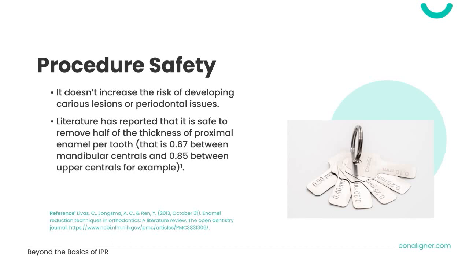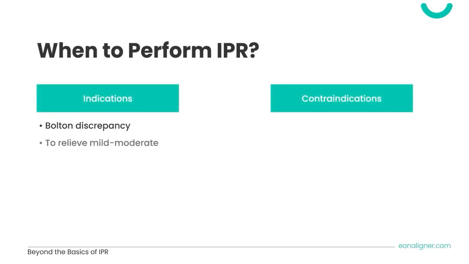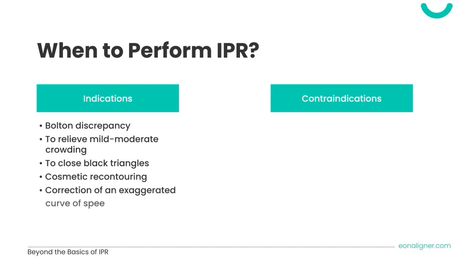That is around 0.67 between mandibular centrals and 0.85 between upper centrals, for example. It's not preferable to do the maximum amount of IPR from the beginning of the treatment to avoid sensitivity, overstripping, and to leave room for more IPR in the refinement stage. IPR is performed in the following cases: when you have Bolton's discrepancy, to relieve mild to moderate crowding, close black triangles, cosmetic recontouring, and correction of an exaggerated curve of Spee.